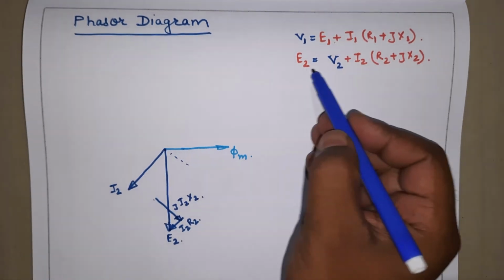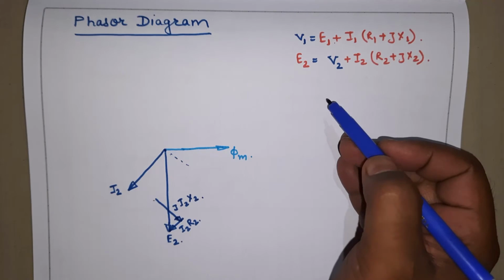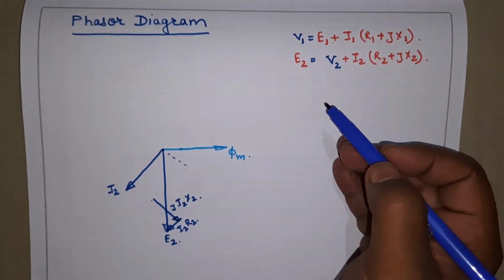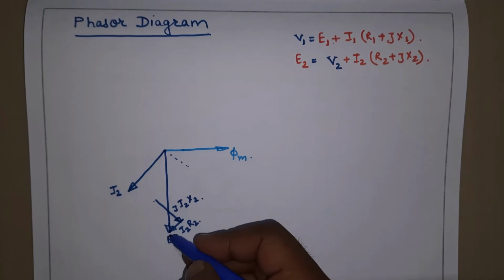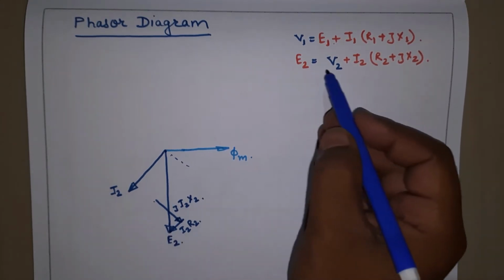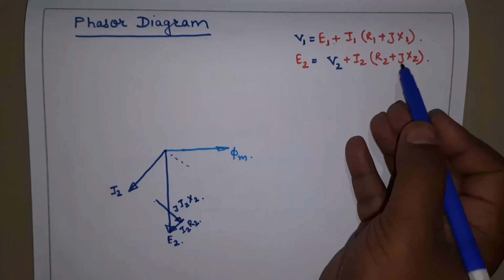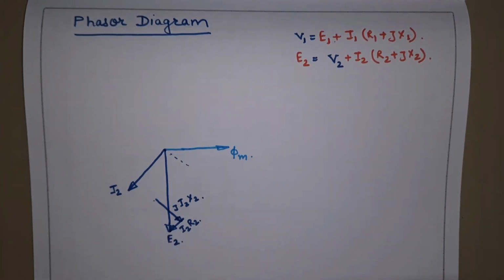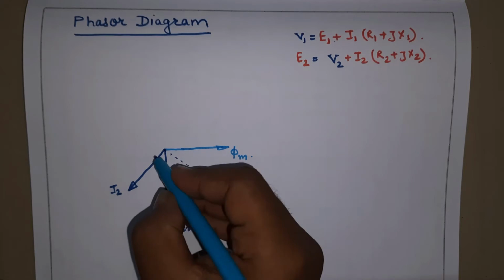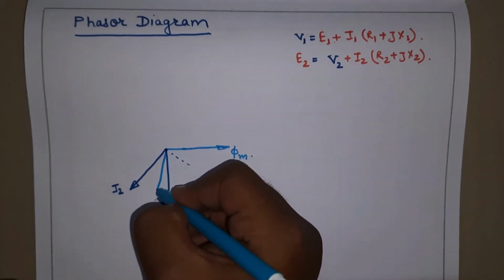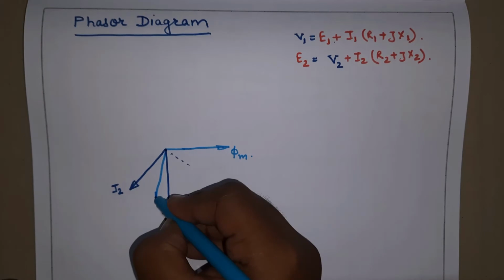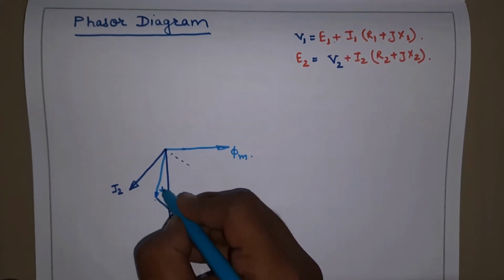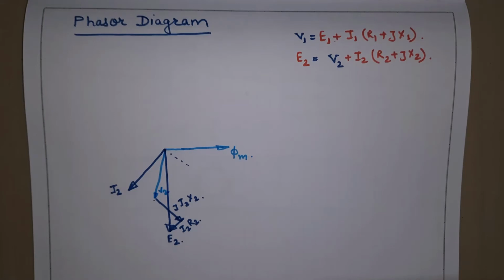Now if you want to complete this equation, then E2, that is this vector, is equal to V2 plus this part. That means this part from here to here, this is our V2. So this completes the secondary side of the transformer. Now let us see what will happen to the primary side.